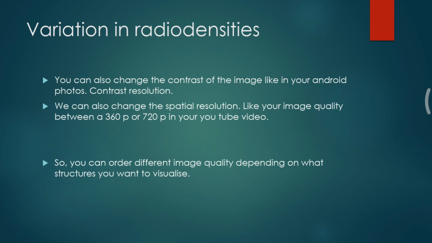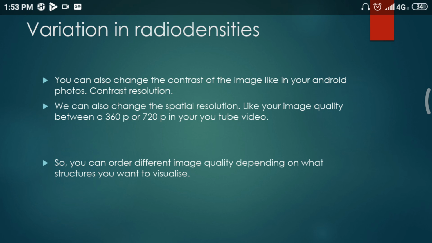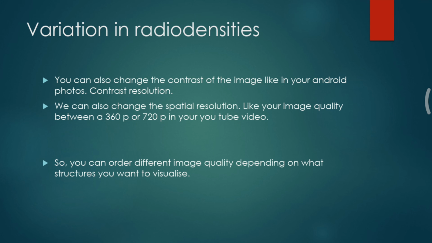You would be asking why don't we get a clearer picture? But there is a negative side to that. If the spatial resolution is going to increase highly, you'll be able to see only smaller structures. For larger structures, you require a larger pixel size. So you can order different image qualities depending on what structures you actually want to visualize. So that's about viewing the image of a CT.